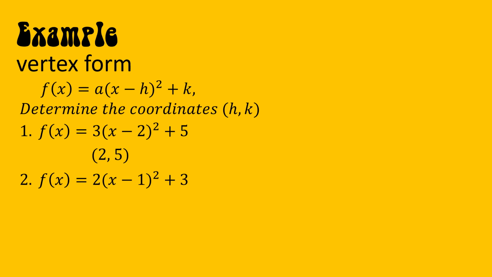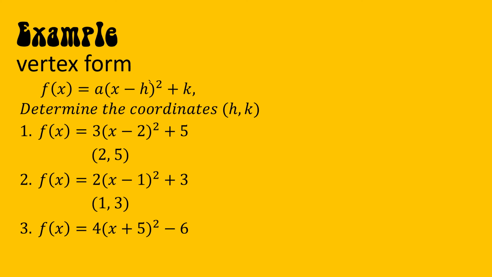Here in this example, you have f of x is equal to 2 times x minus 1 squared plus 3. Same pa din. h, h, k, k. So, we would get 1 and 3. For our last example, we have f of x is equal to 4 times x plus 5 squared minus 6.